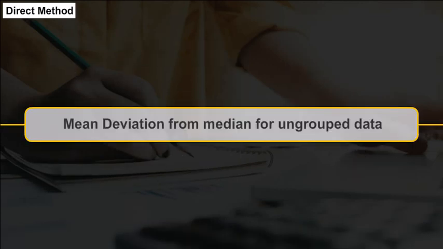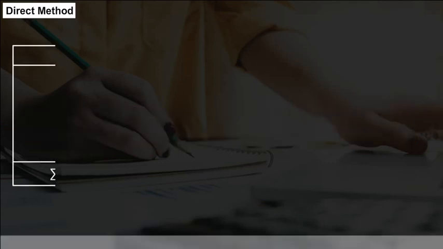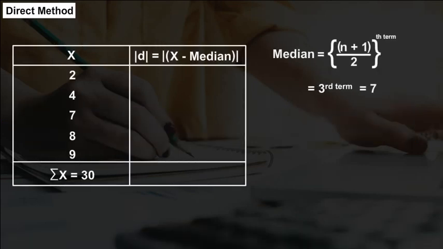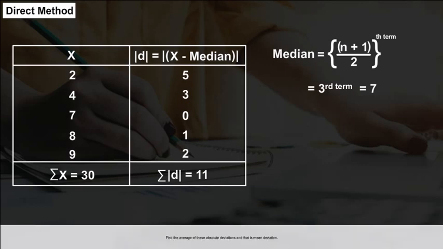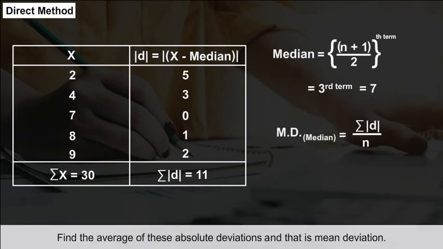Mean deviation from median for ungrouped data. Calculate the median. Calculate the absolute deviations from the median and denote them as mod D. Find the average of these absolute deviations, and that is the mean deviation.